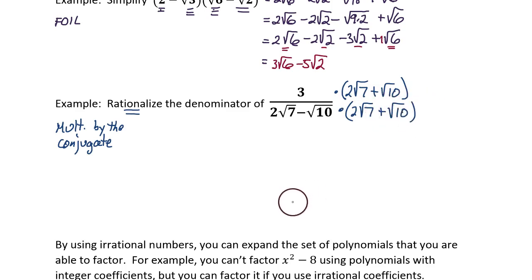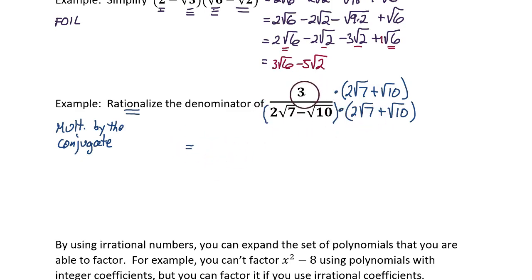Remember, as long as you multiply a fraction top and bottom by the same thing, you're not changing the overall value of the fraction. I'm going to also put parentheses around this right here to help me do FOIL in the next step.